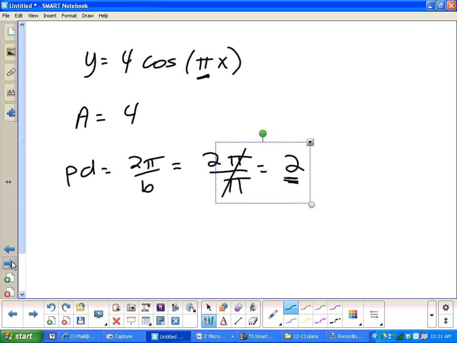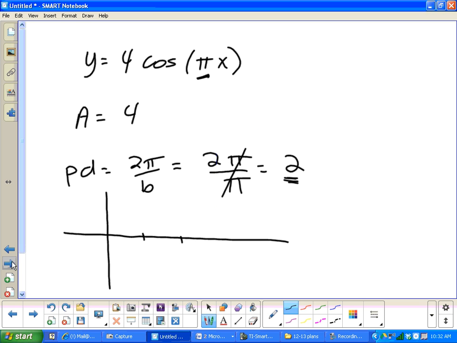Now let's graph it. Here we go. 1, 2, 3, 4. Last one's going to be 2. So half of 2 is 1. Half of 1 is 1/2. So count by half. So 1/2, 2 halves, 3 halves, 4 halves is 2.